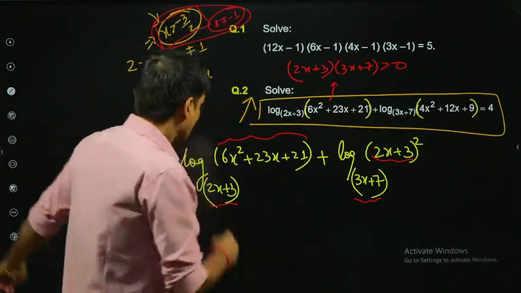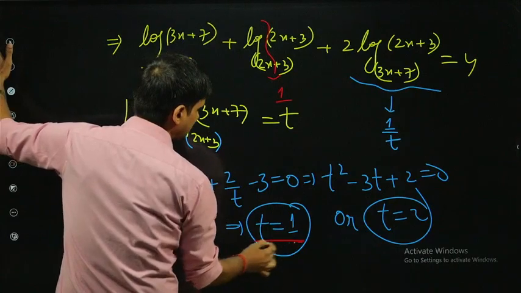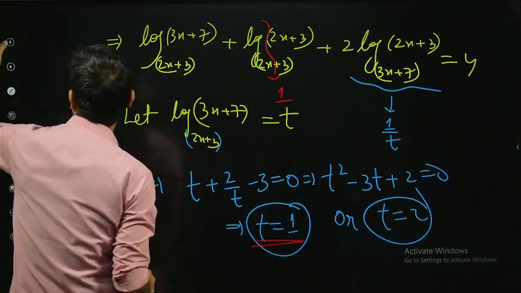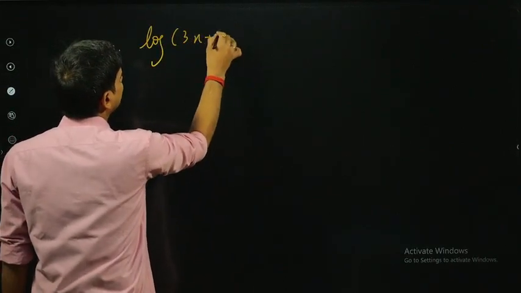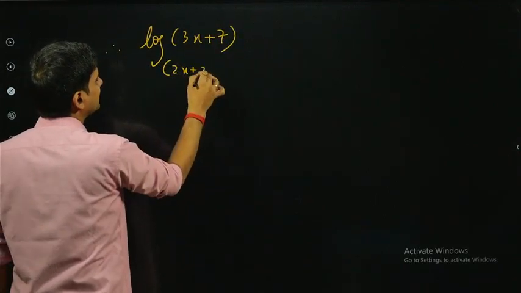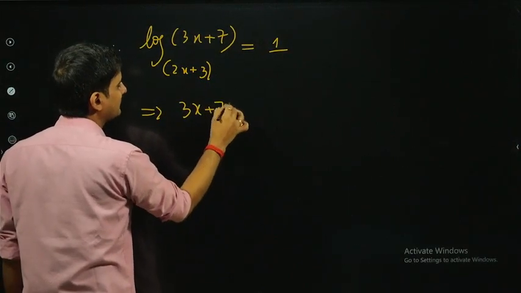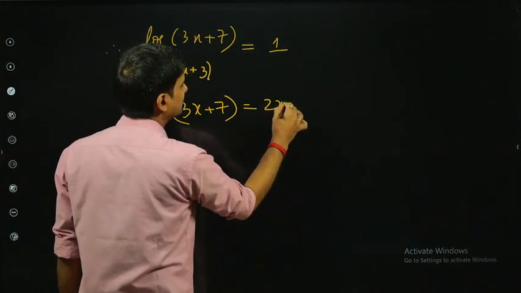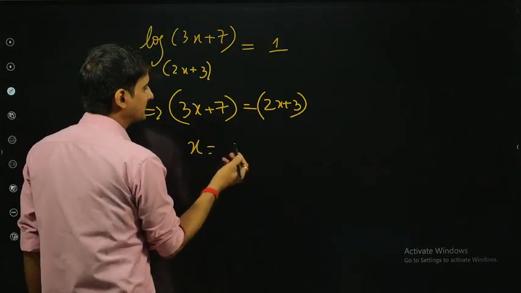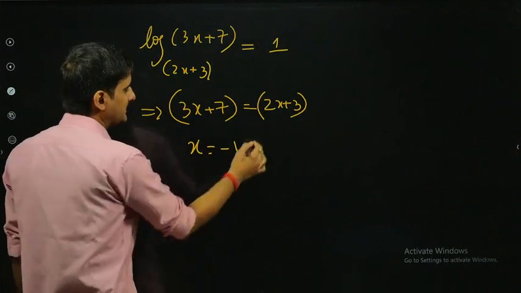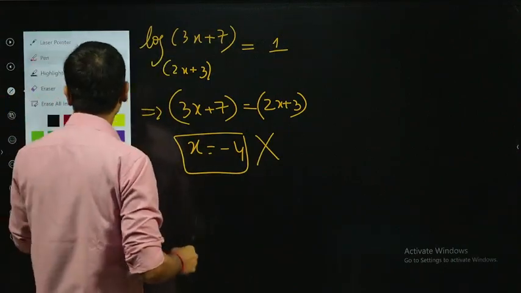Okay, now see. Why did we do it? Because now we are about to get the answer. So now we will say that let t be 1, which is log of 3x + 7 to the base 2x + 3. So therefore log of 3x + 7 to the base 2x + 3 is equal to 1. So what does that mean? That simply means that 3x + 7 is equal to 2x + 3. Isn't that so? Log a to the base a is 1. So x is equal to -4. That's what we get. Is it possible? The answer is no, because x has to be greater than -3/2. See, that's why it was really important.